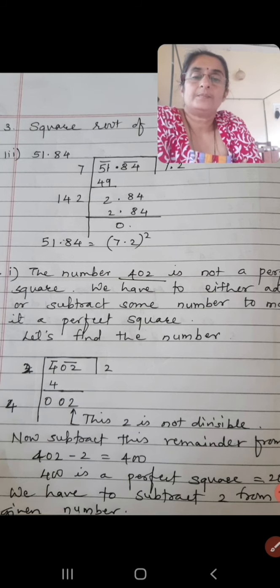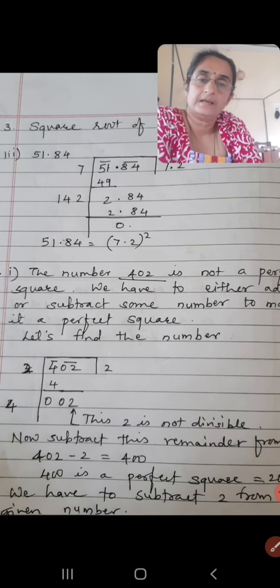Now the given number is 402. That is not a perfect square because the number ends with 2. So now we have to find out which number we have to subtract from that to make it a perfect square. So we have to subtract one particular number from that, so it will be a perfect square. Now we'll do the division method.